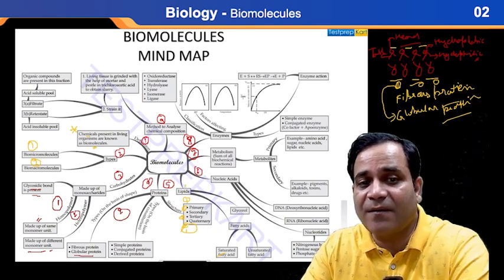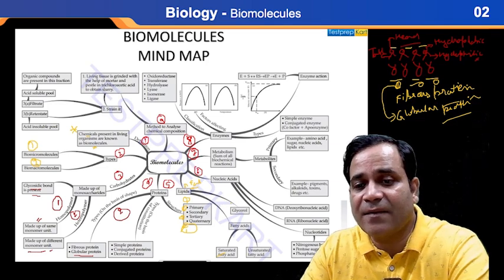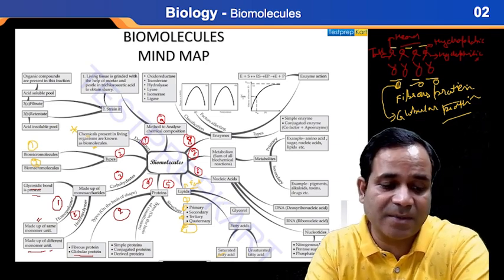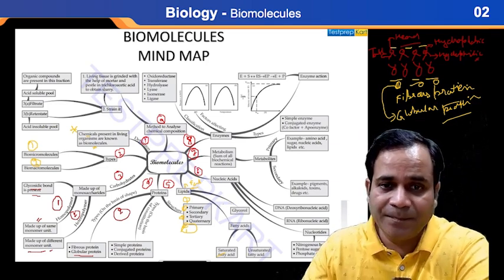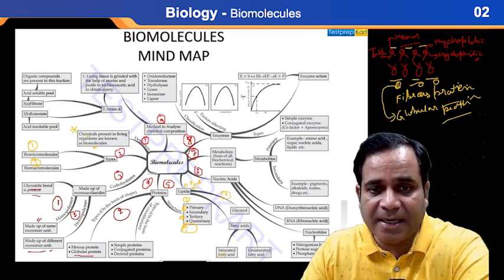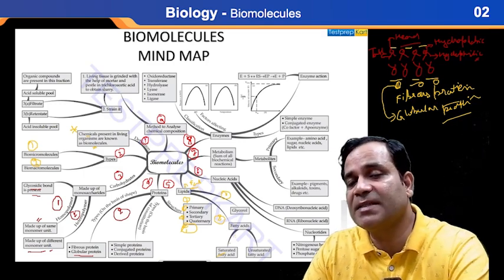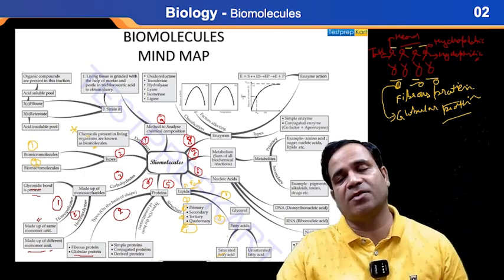Now see, what about the lipids in biomolecules? Lipids, that is fat. So lipids are classified into what? First, glycerol, my dear. One point here is glycerol. Second one is fatty acid. And this fatty acid is of two types: one is saturated fatty acid and the other is unsaturated fatty acid.